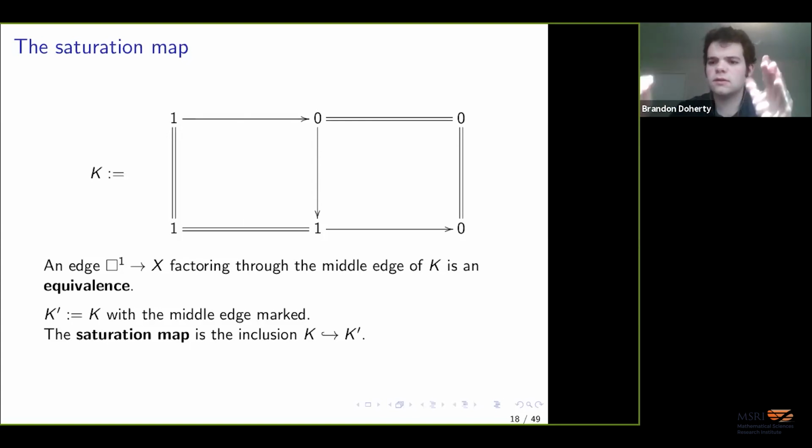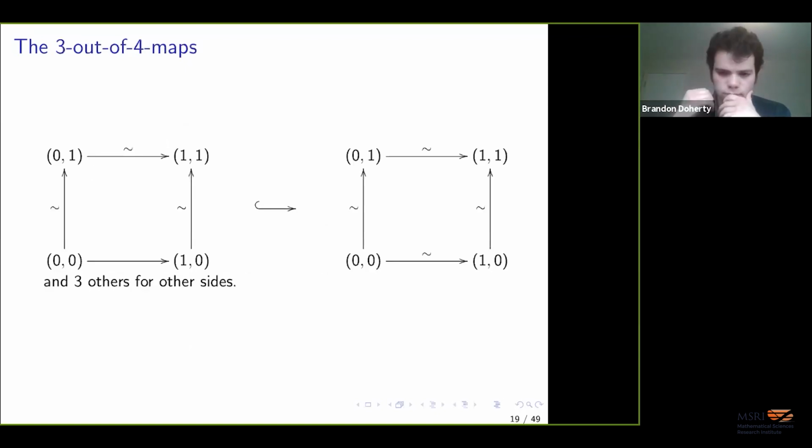So the idea is that having the right lifting property against the saturation map means that any equivalence in a given marked cubical set is marked. And then we have the 3 out of 4 maps, which I won't spend too much time on, but basically these are the inclusions of the 2 cube with 3 out of its 4 edges marked into the maximal marking of the 2 cube, where we've got all 4 edges marked. So naturally we have 4 of these, one for each of the sides of the 2 cube.